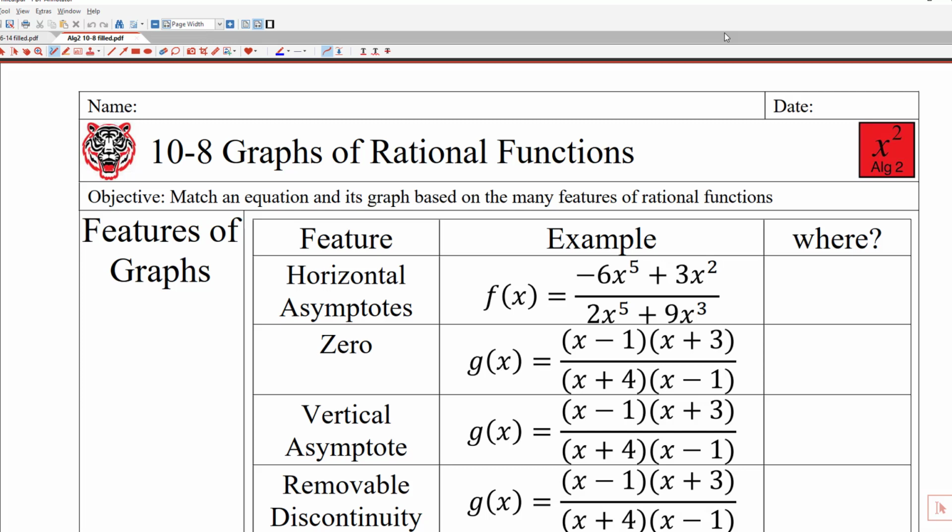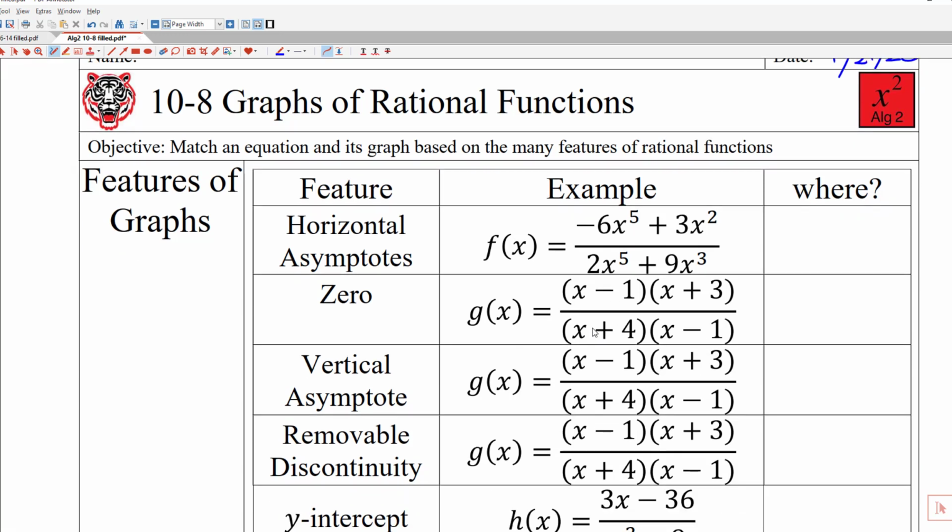This is Algebra 2, Lesson 10-8, Graphs of Rational Functions. Today is Tuesday, April 21st, 4/21, 2020. Our objective today is to match an equation and its graph based on the many features of rational functions. Which features am I talking about?